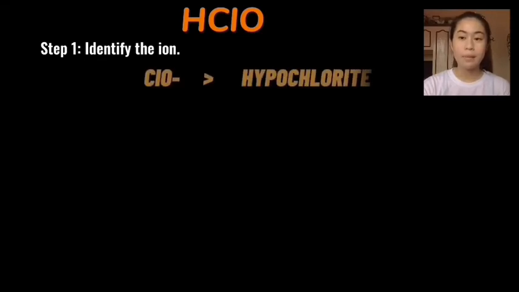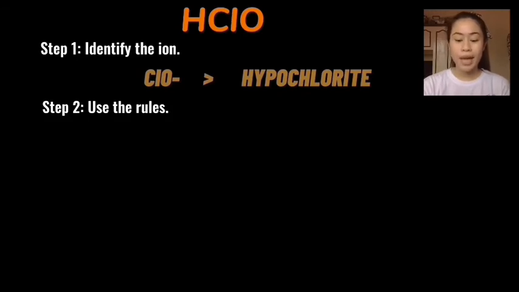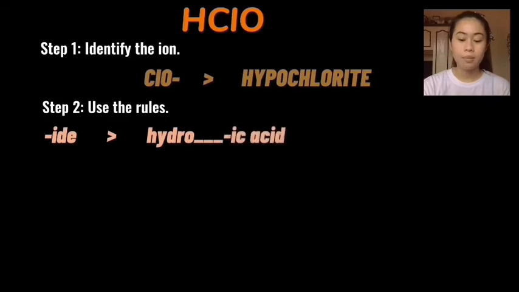HClO. Step 1. Identify the ion. HClO contains the ion ClO-, which is known as hypochlorite. Step 2. Use the rules. If you have the ion with the suffix "ide", you're going to replace that with the prefix hydro plus the suffix "ic" and then the word acid.